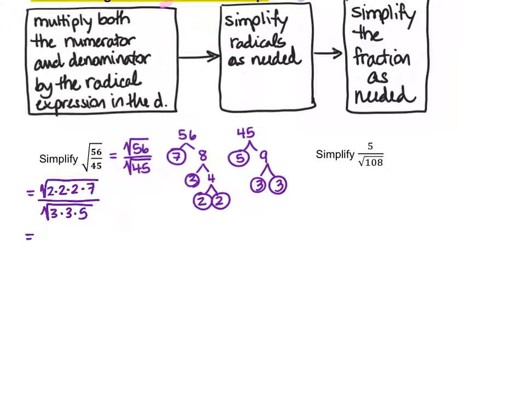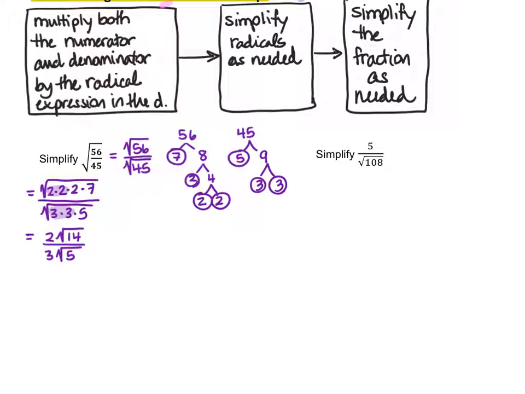Now we're going to look for pairs of numbers underneath the radical to simplify the radicals as needed. So we see 2 2's and we see 2 3's. We know that those numbers can come outside the radical, so the expression can be rewritten as 2 root, and it's going to be whatever's left over, so 2 times 7, which is 14, over 3 comes out, and that's going to be multiplied to the square root of 5.